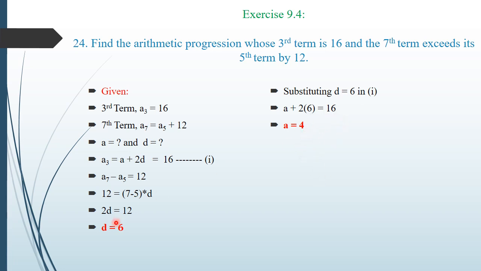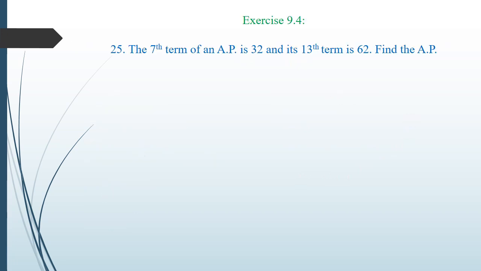Now I have a and d, I can easily write the arithmetic progression. Therefore AP is equal to 4, 10, 16 and so on. Coming to the next question, question number 25, which says 7th term of an AP is 32 and its 13th term is 62. Find the AP.